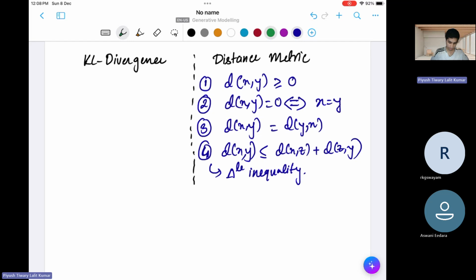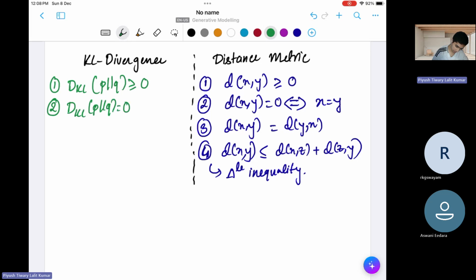Now, what do we have for KL divergence? One property that we saw was that dKL between P and Q is also a non-negative quantity, which is similar to a distance metric. The second property that we saw was that dKL between P and Q is 0 if and only if P is equal to Q.